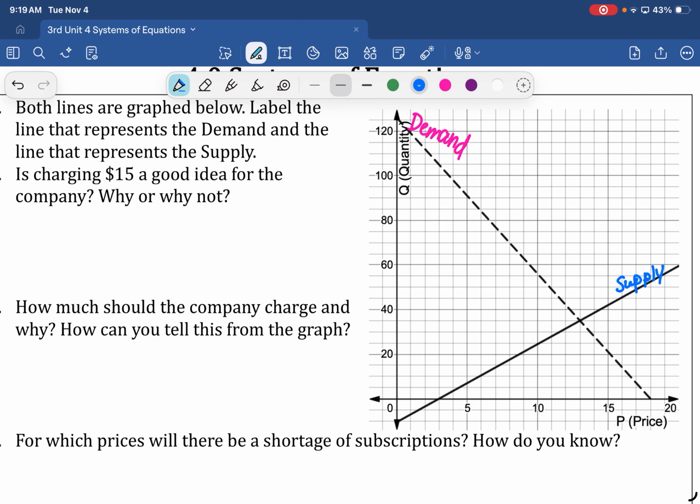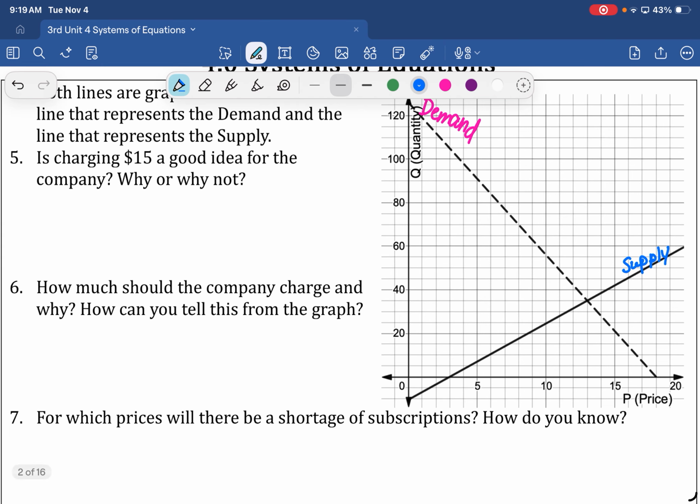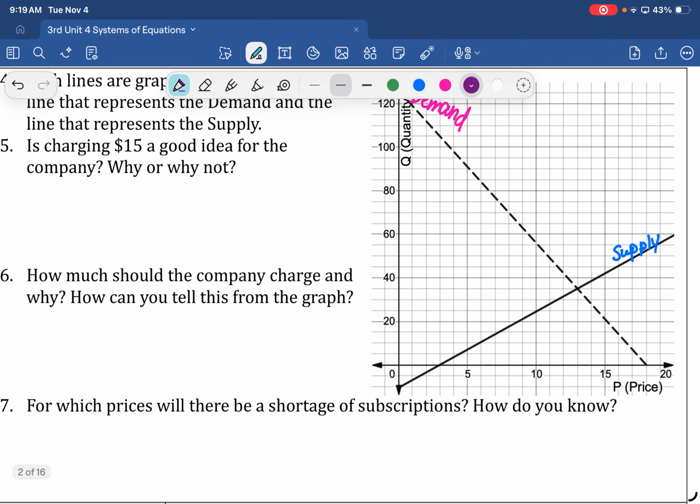Okay, so now it says, is charging $15 a good idea for the company? So if I go over here to where our price is 15 and I look at where that is on my demand and supply, is that a good idea for the company? Yes or no? Why not? Demand is lower than the supply, right? So they're going to have excess magazines. So that would not be good for business.